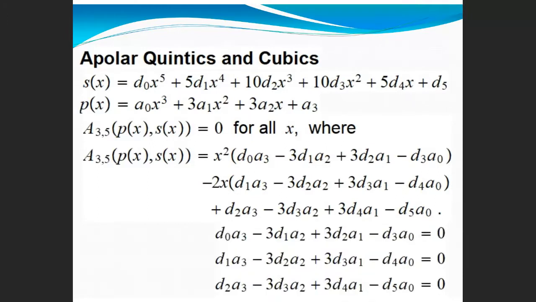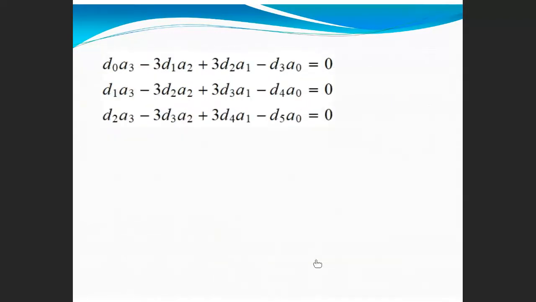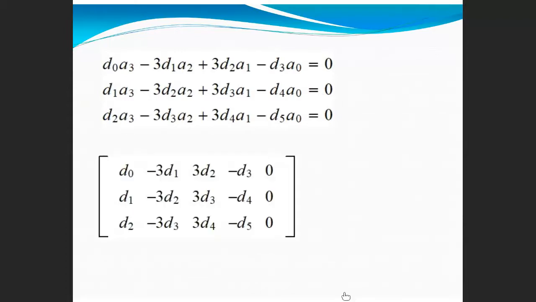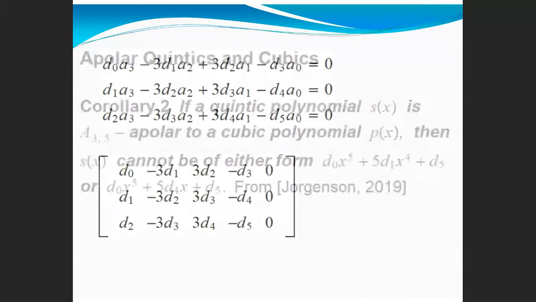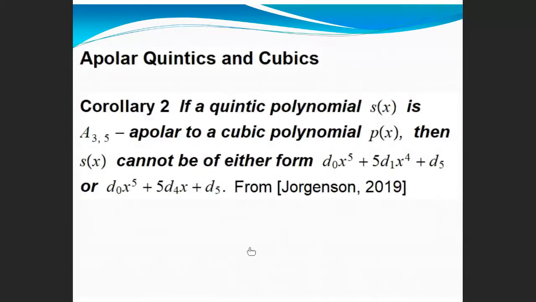So if we're given a quintic polynomial, let's say, we have the values for the d sub i's that we can plug into a system of 3 equations and 4 unknowns, because the unknowns will be for the cubic. And we solve that system of equations using an augmented matrix. And we'll get back to that with our example.